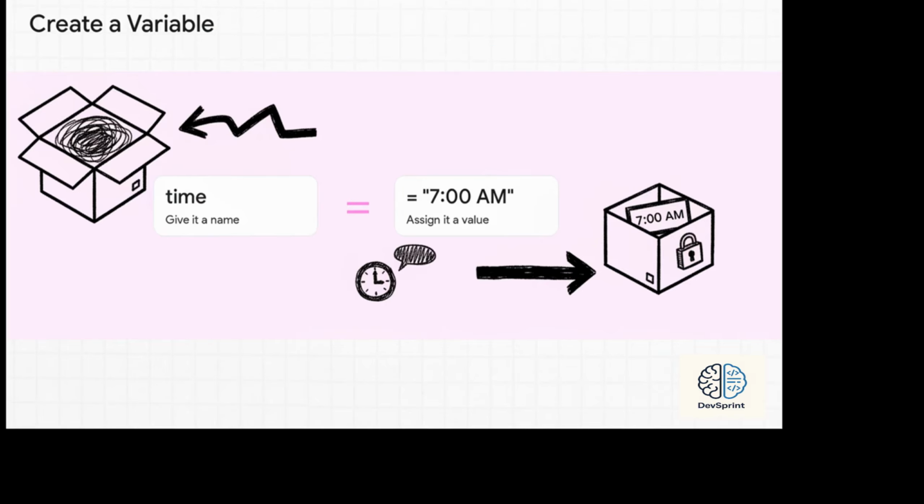And making one is super easy. It's just 2 steps. First, you give it a name. Here, we'll just call it time. Simple enough. Second, you use a single equal sign to assign it a value, like the text 7 a.m. Now this is key. In programming, that equal sign doesn't mean is equal to. It's what we call the assignment operator. It's an action. It means, hey, computer, take the value 7 a.m. and assign it to the name time.